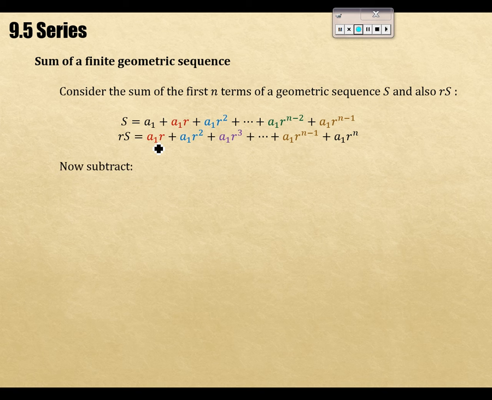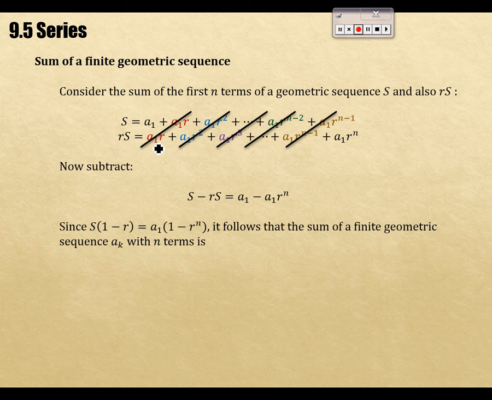And when I subtract, on the left I get s minus rs. And everywhere else, the reds and the blues and so on, they all cancel out if we subtract. And all that's left on the right side is a1 minus a1r to the n. And what is our goal again? Oh yeah, that's right, it's to solve for s. We'd like the sum. So we can factor that out on the left side and divide by 1 minus r, and we have our rule. Is that beautiful, or what? Tricky stuff. Okay, so there it is in all its glory: a1 times 1 minus r to the n over 1 minus r.